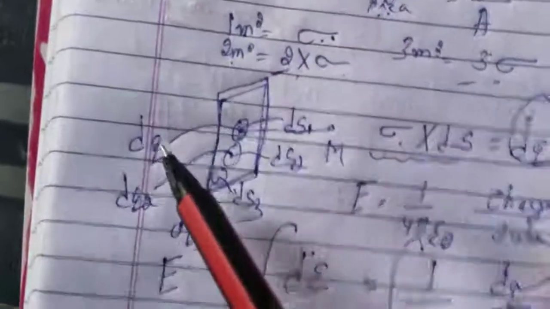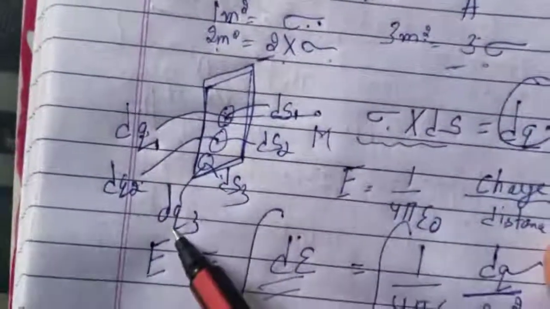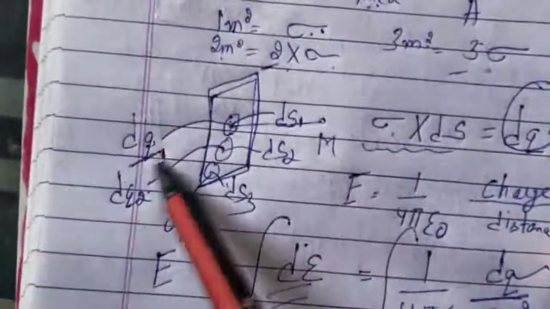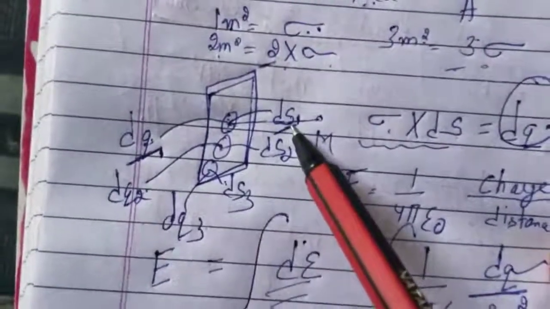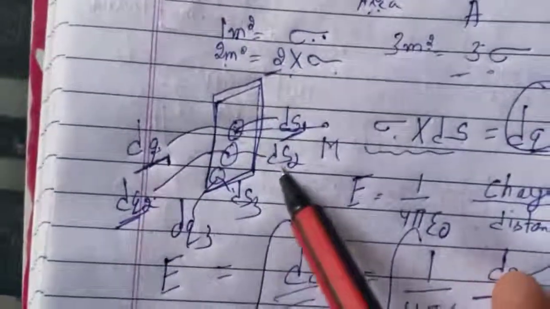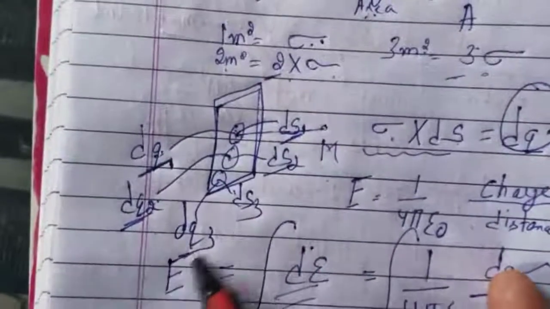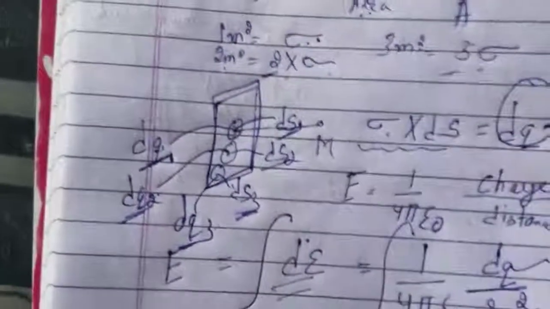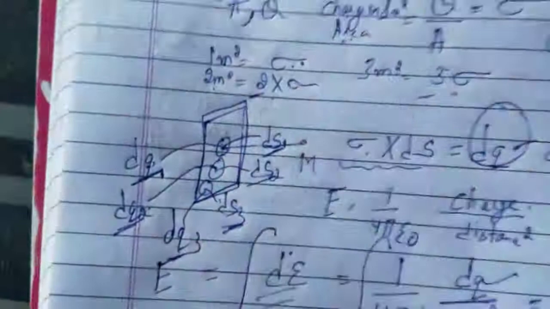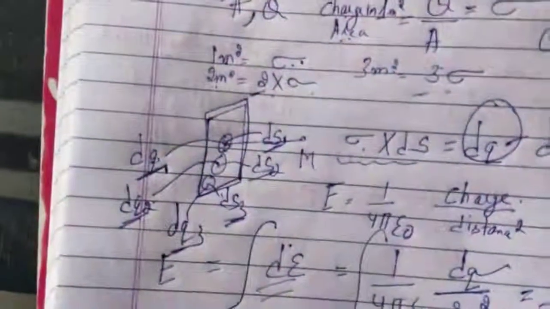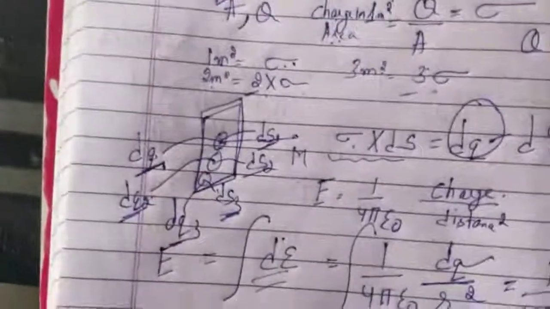As I have told you, we are not having one dq, we are having so many dqs: dq1, dq2, dq3. What is dq1? dq1 is the charge held by ds1 surface. dq2 is the charge held by ds2 surface. dq3 is the charge that is held by ds3 surface. And these small surfaces are making this big surface. So we are finding the electric field due to the areal charge distribution.